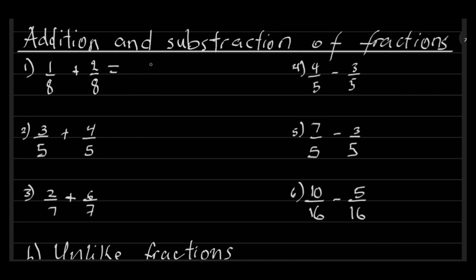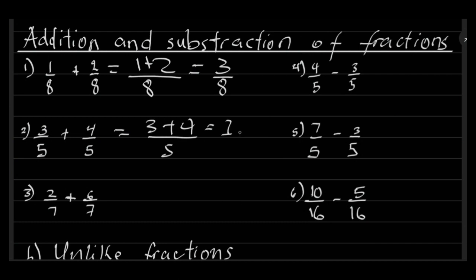Or if you want to write that in steps, we add the numerators and then the denominator is maintained as 8, just one of them. So that will give us 3 over 8. With number 2, we just add the numerators to give us 3 plus 4 all over 5, and that will give us 7 over 5. With 2 over 7 plus 6 over 7, that will give us 8 over 7. You can always cancel out when you are done.